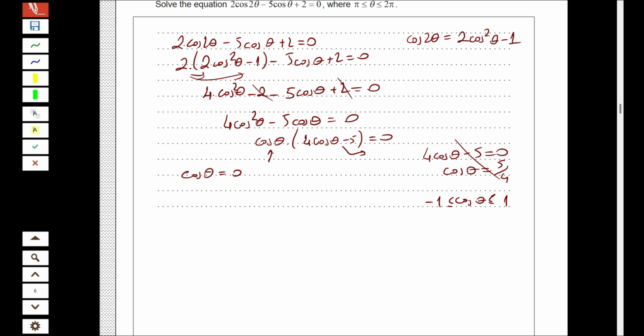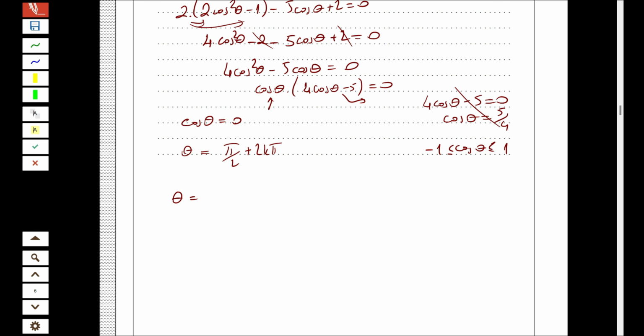Where cosine is 0, I know that theta needs to be pi over 2. Don't forget that this is a periodic function, so you write plus 2k pi. And theta can also be minus pi over 2 plus 2k pi, because in the first region and the fourth region, the cosines of these angles are equal to each other. It means cosine theta equals cosine of minus theta. That's why we're writing both equations.